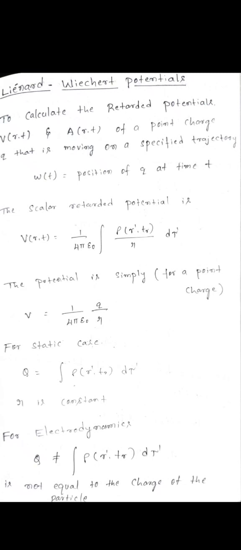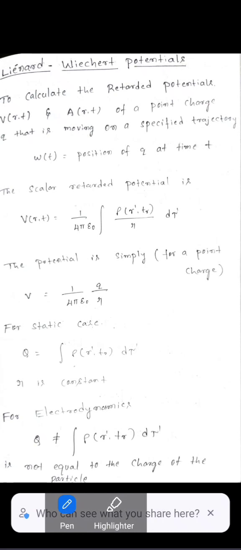Consider a point charge q moving on a specified trajectory. w(t) indicates the position of q at time t. Then the retarded scalar potential becomes V of r comma t, which is equal to 1 divided by 4 pi epsilon naught, integral of rho of r prime comma t_r divided by curly r, d tau prime.